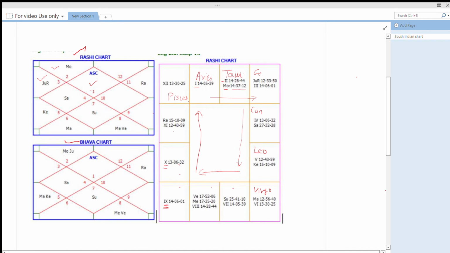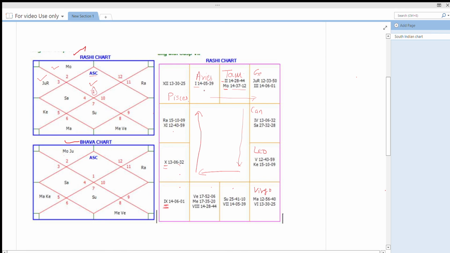Now look, let's go back to compare the chart. This is our ascendant, first house. This is our Aries sign. So in first house we have an Aries sign. That's how we look at the North Indian chart.